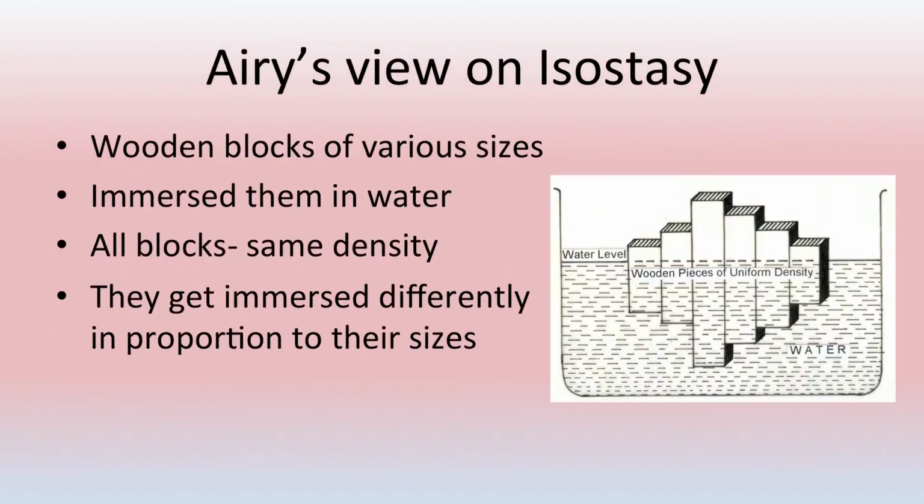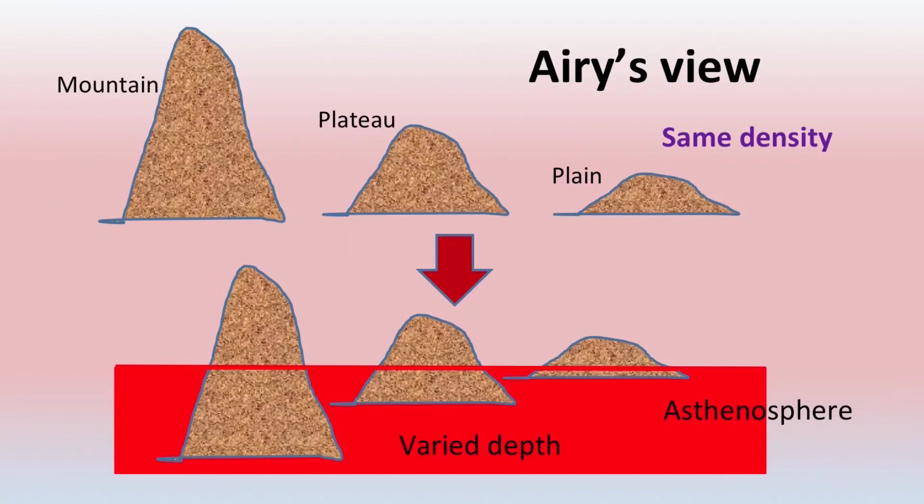Airy's view you can clearly see in the diagram. He used wooden blocks to explain his viewpoint. Here wooden pieces of uniform density were taken and dipped in water. According to Airy, all the blocks had same density, so they got immersed differently in proportion to their sizes. Longer columns were immersed more into the water while the shorter columns had lesser depth in the water, as you can see in the figure.